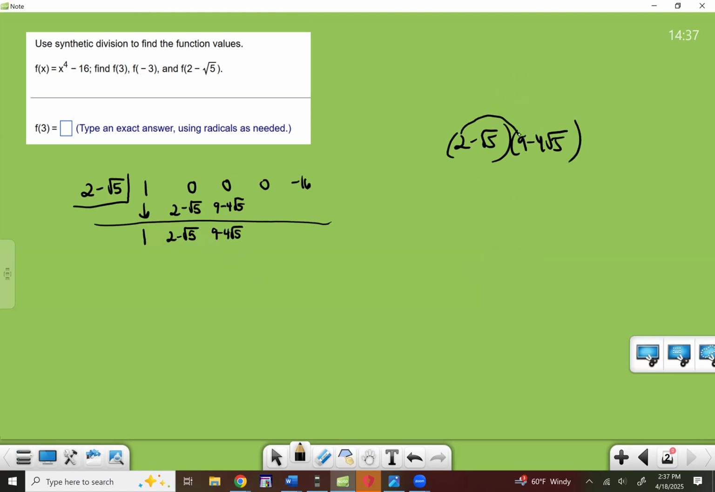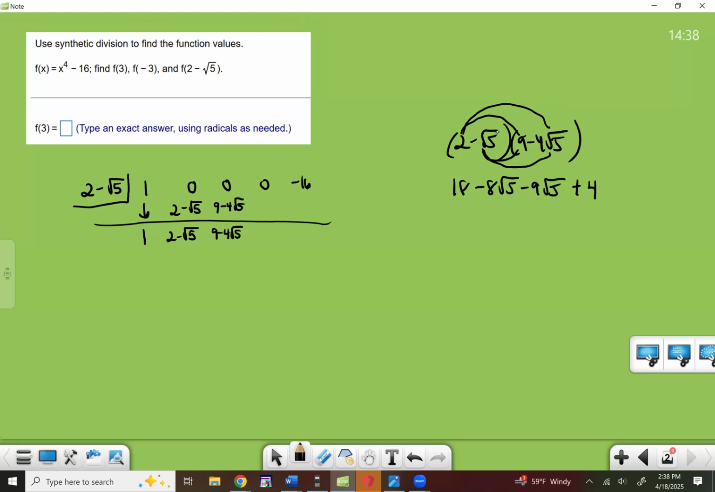All right, so 2 times 9 gets us 18. 2 times -4 root 5 is -8 root 5. Here we're going to get -9 root 5. And then negative times a negative equals a positive.